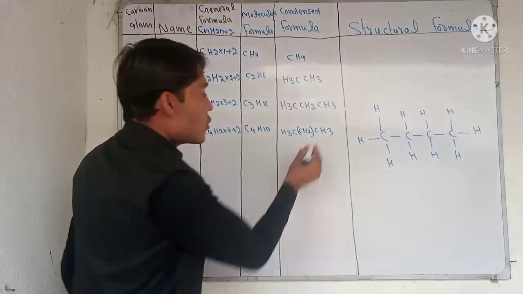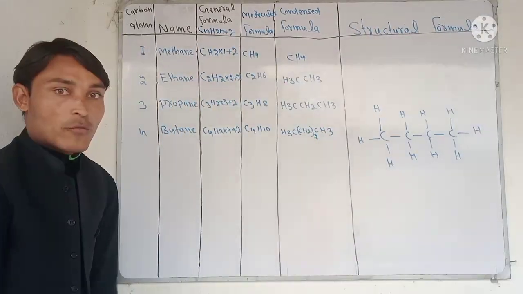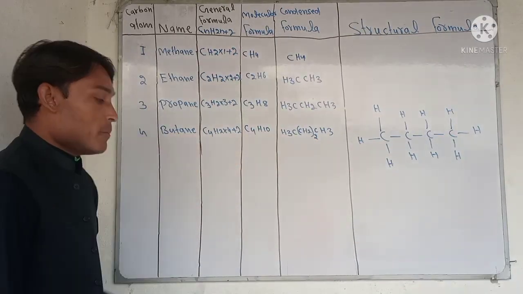That is a number and 2, so we can just write there 2 outside the bracket. So that will be the condensed formula for butane.